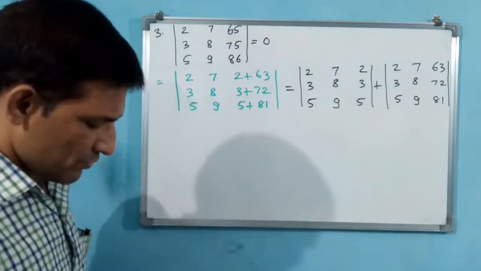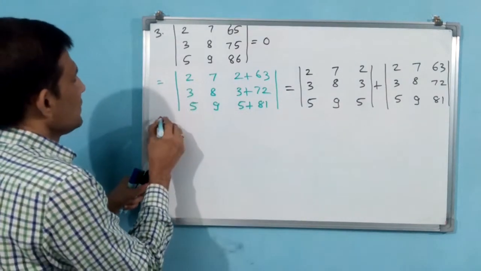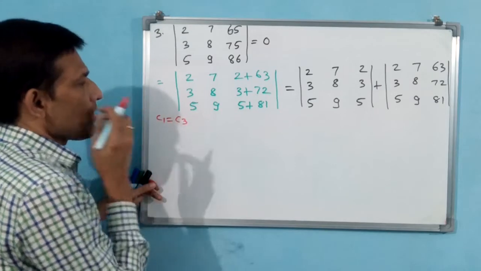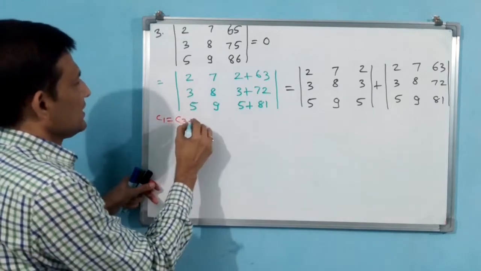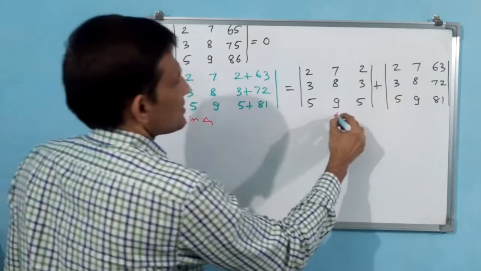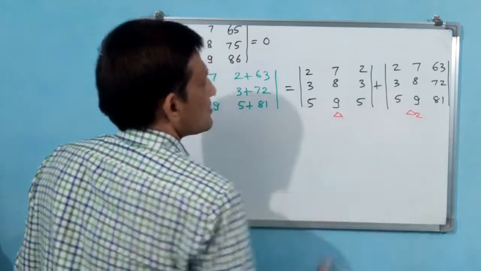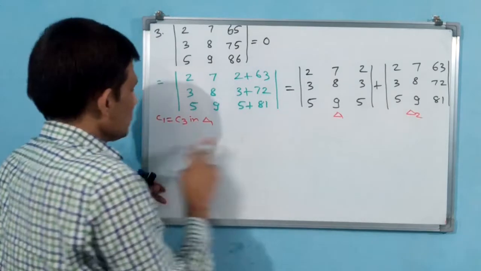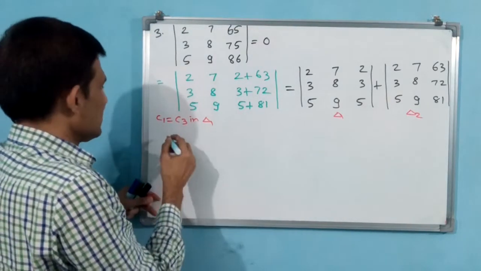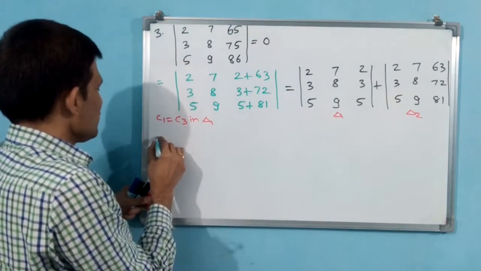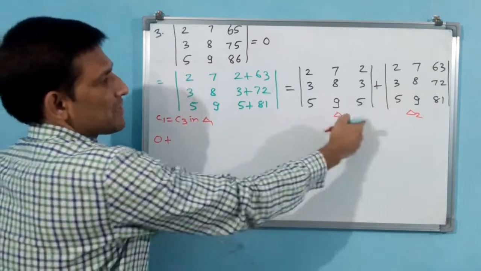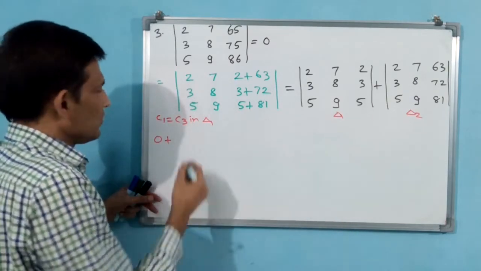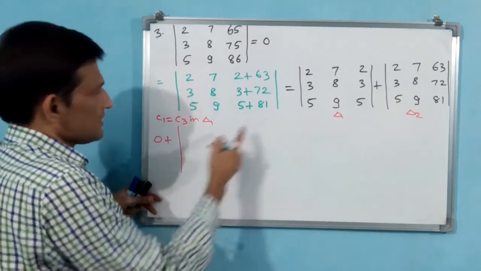Now what I am writing, you see. C1 is equal to C3 in delta 1. Say this is delta 1, this is delta 2. Okay. C1 is equal to C3, but we are not talking about delta 2. Only C1 is equal to C3 in delta 1. Then how I am making, you see, 0 plus, why? Because this has become 0. C1 is equal to C3 means this is 0. Now again I am splitting this.